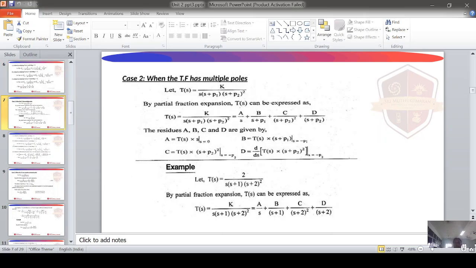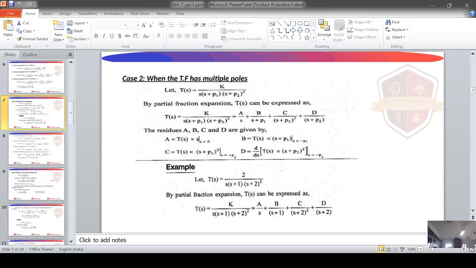Then, when the transfer function has repeated poles, the expansion contains higher order terms. This case requires careful calculation during the expansion. So T(s) equals K divided by s into (s plus p1) into (s plus p2) whole square. Here (s plus p2) whole square is the repeated term.